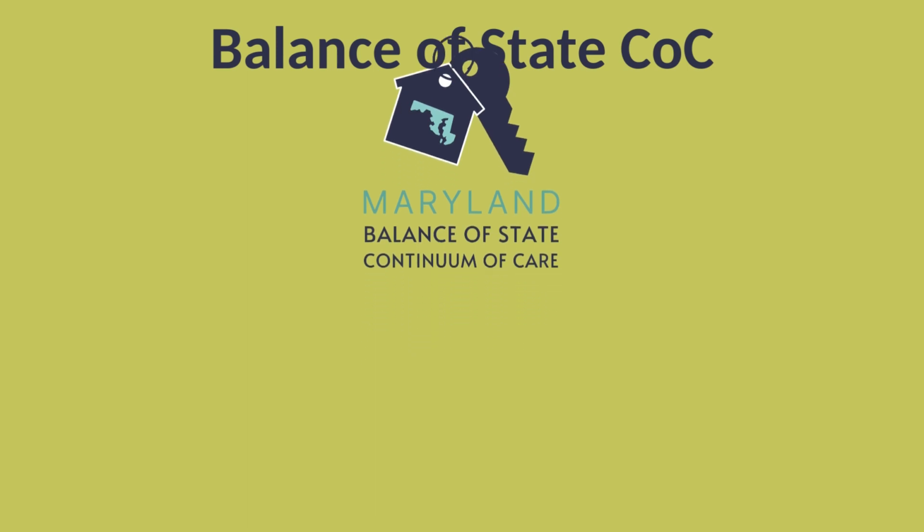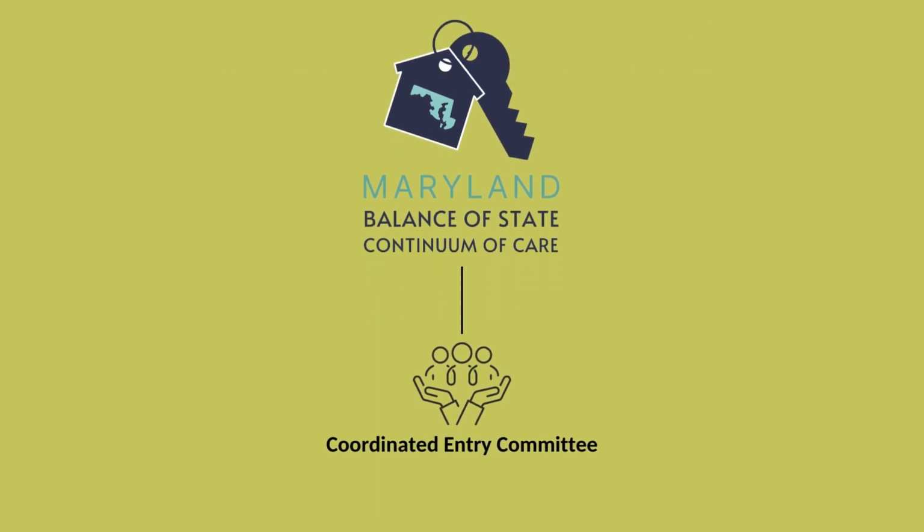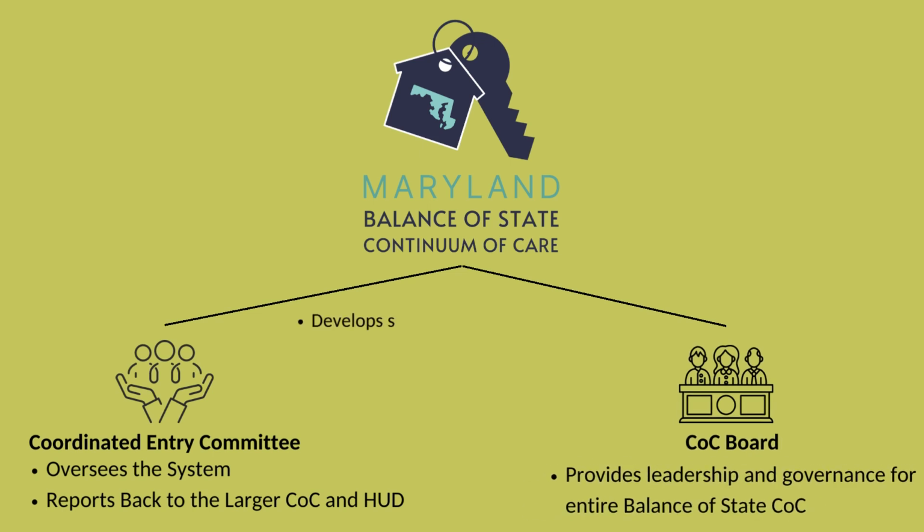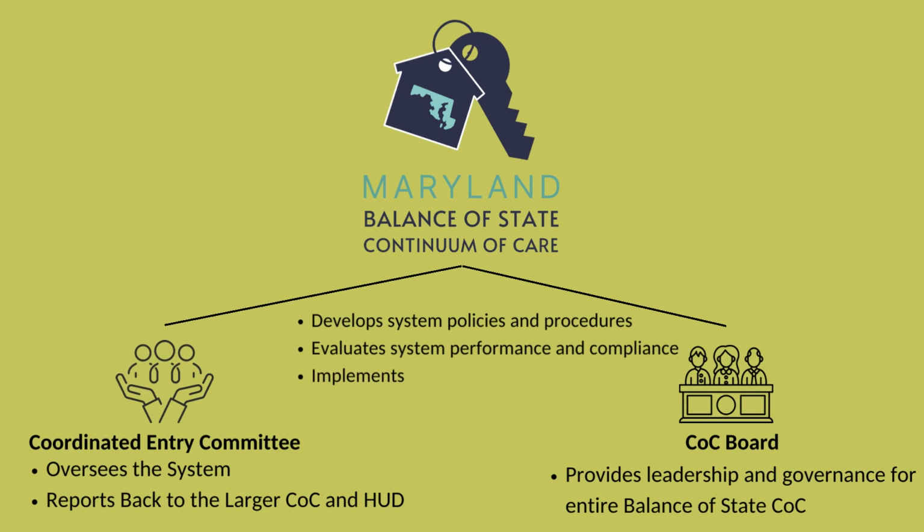Because the coordinated entry process is complicated and has a lot of moving parts, the COC also designates a planning group called the Coordinated Entry Work Group to support the planning of the coordinated entry process itself. This planning group is responsible for overseeing the system and reporting on its effectiveness to both the larger COC and to HUD itself. This group, along with the Continuum of Care Board, develops system policies and procedures, evaluates system performance and compliance, and implements strategic actions to identify resources.